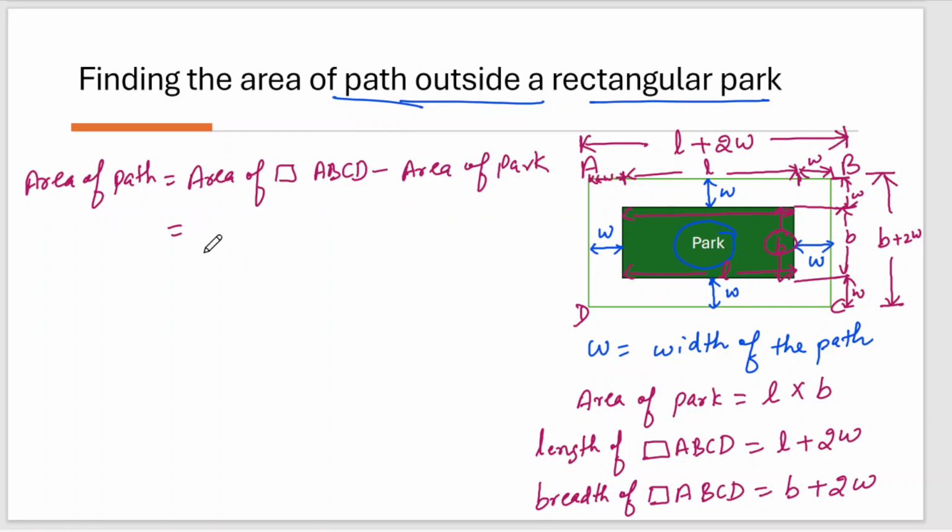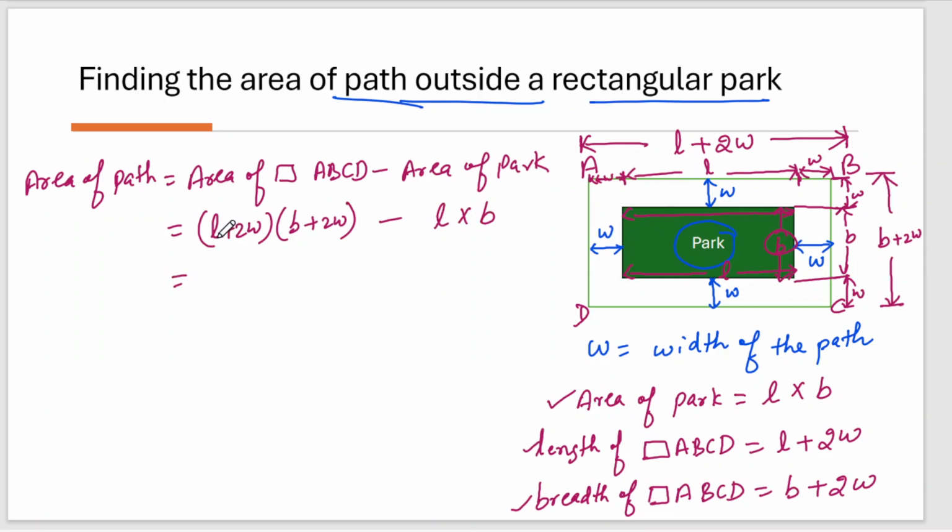So what is the area of rectangle ABCD? We have got the length and the breadth of both the park and rectangle ABCD. What is the length of rectangle ABCD? It is L plus 2W. And what is the breadth of rectangle ABCD? It is B plus 2W. So let me multiply this: L plus 2W multiplied with B plus 2W. So we have got the area of rectangle ABCD. Now, what is the area of the park? The area of the park is L into B.